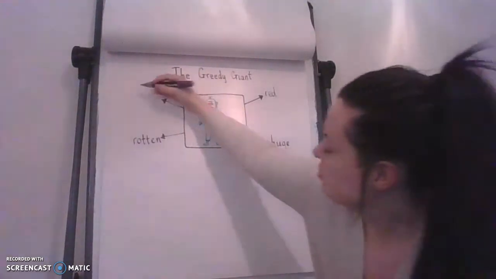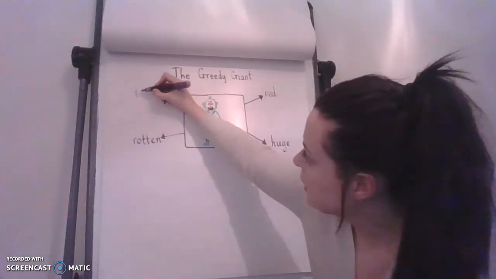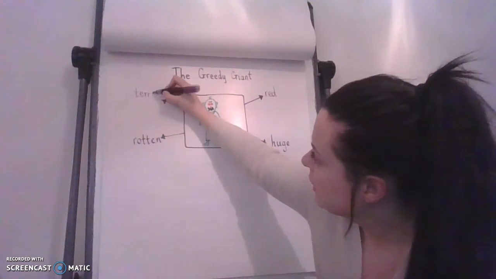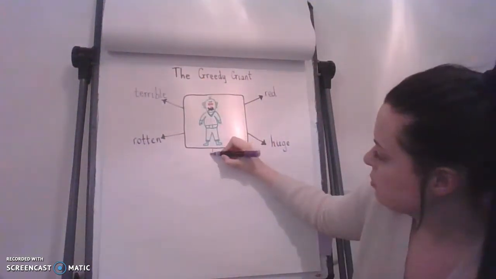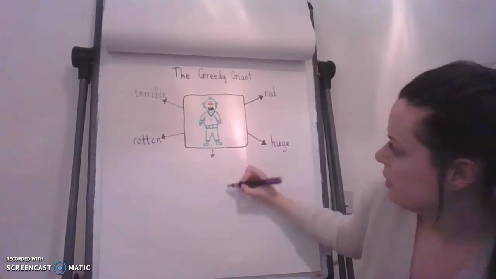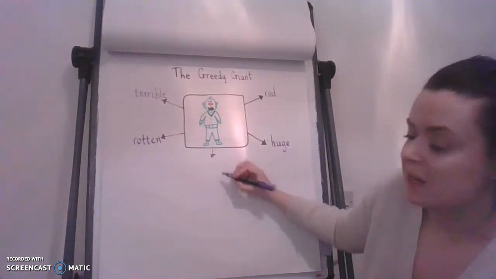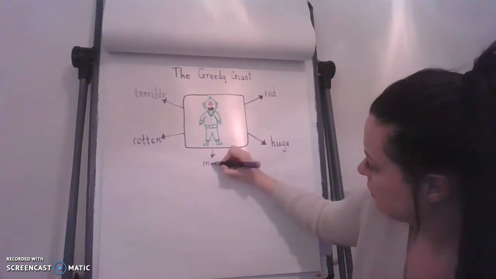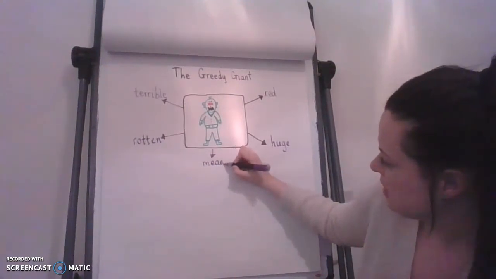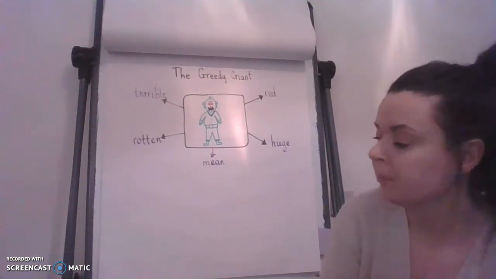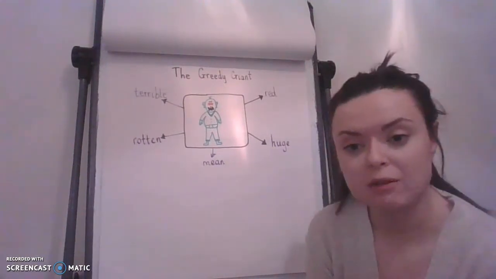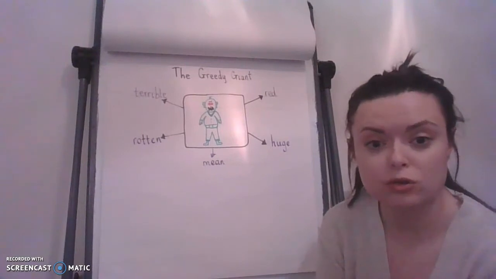Okay, and then I'm going to write terrible here to describe his teeth, and then I'm also going to describe the greedy giant as mean. Okay? He's not like the big friendly giant. He's not friendly, he's quite mean. Okay? So that is my new character that I'm going to use in my new story.